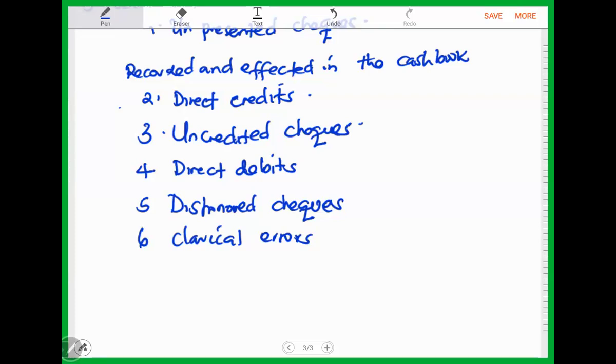Steps of preparing a bank reconciliation statement.